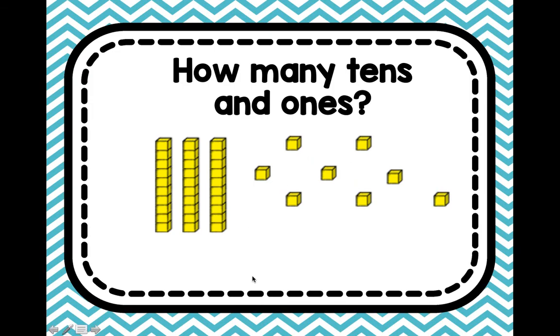Okay, how many tens and ones? All right, look over here again. How many tens do we have? 3 of them. How many ones do we have? 1, 2, 3, 4, 5, 6, 7, 8. So we have 3 and 8. Can you tell me what number that's going to make? 38. Good job.